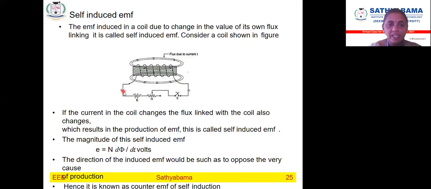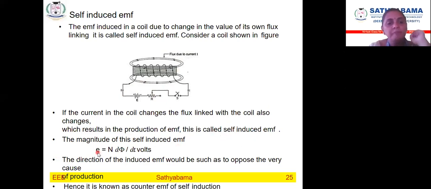Now, as the current flowing through this conductor changes, what happens? The flux linking with the coil changes. As there is a change in the flux linking with the coil, an EMF is induced. We call that self-induced EMF. If the current in the coil changes, the flux linked with the coil also changes, which results in the production of the EMF. This is called self-induced EMF.